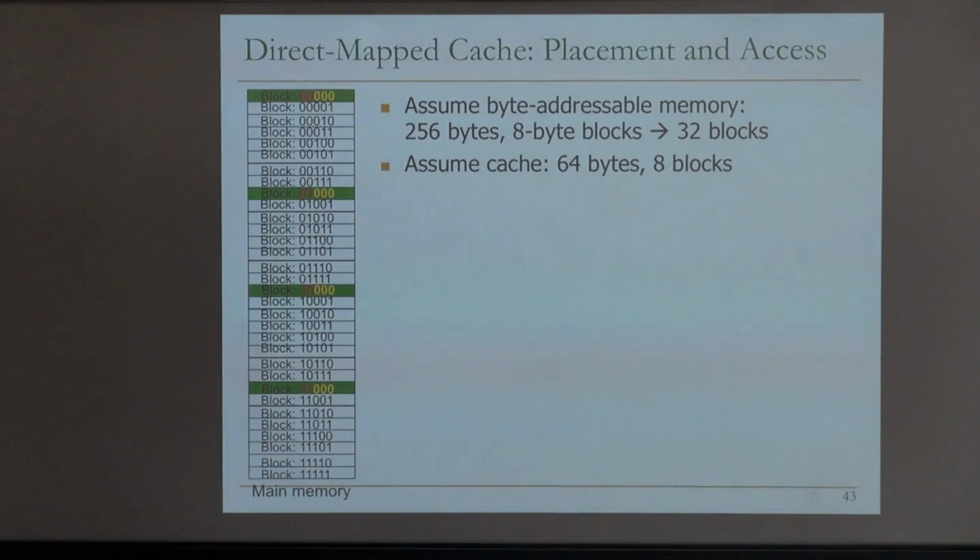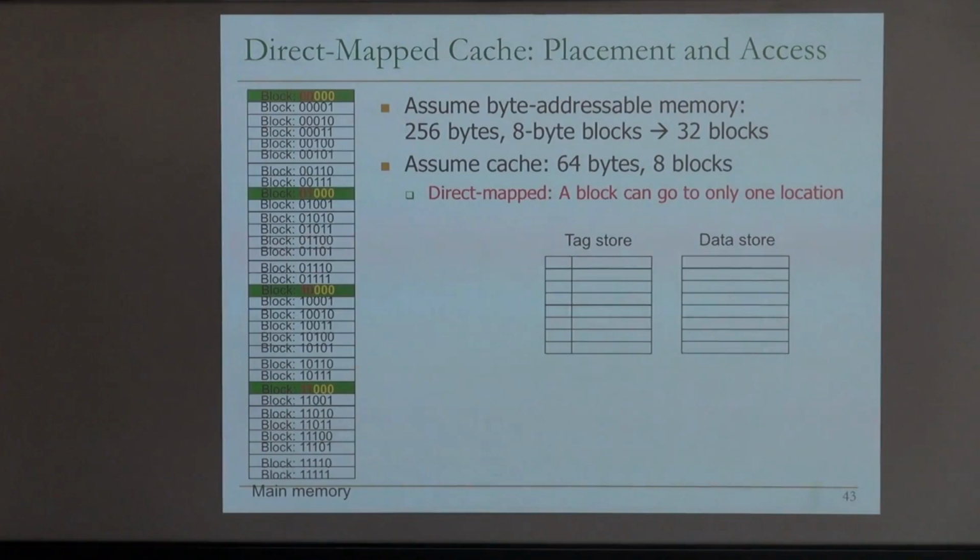Direct map means a block can go only to one location. So direct map looks like this, basically. You have a tag store with a valid bit and tag, and the data store. And this is your address. This is what your address looks like, just like what I showed you earlier.